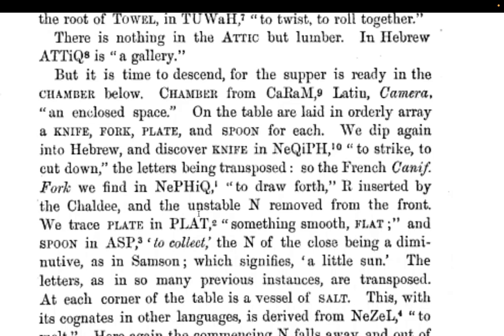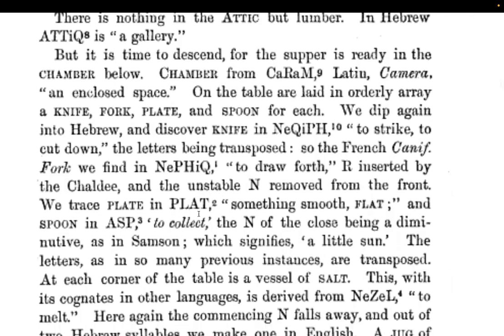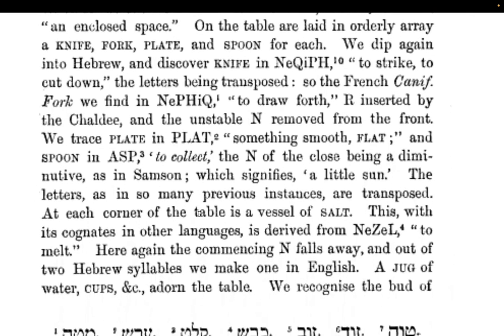On the table are laid in orderly array a knife, fork, plate, and spoon for each. We dip again into Hebrew and discover knife from nikif, to strike, to cut down, the letters being transposed. So the French canif, fork, we find in nafik, to draw forth, the r inserted by the Kasdim and the unstable n removed from the front.